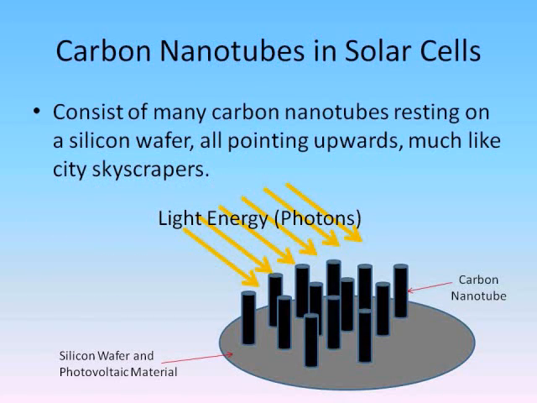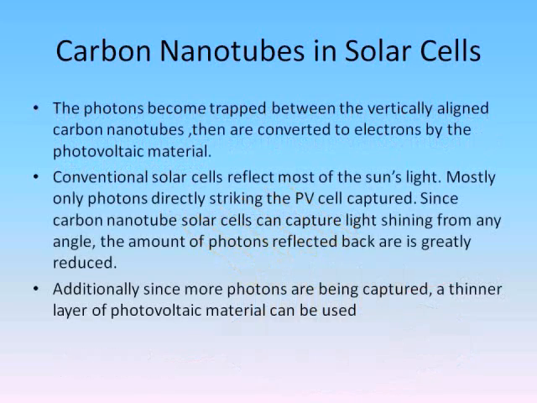Here we see carbon nanotubes in solar cells. These solar cells consist of many carbon nanotubes resting on a silicon wafer which is coated in a photovoltaic material. These nanotubes are sticking up and capture the light energy from the sun. Going more in depth into these solar cells, the photons that become trapped within the carbon nanotubes are converted to electrons by the photovoltaic material.